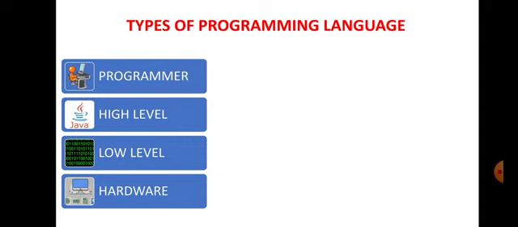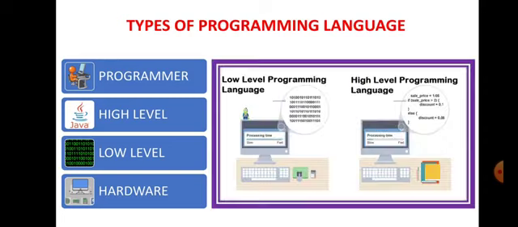And the low level language is numerals. It has only 0 and 1, which is a numeric value. The language which only a machine can understand is called the low level language. And finally the hardware: the programmer will interact with the software, and finally the result will be displayed onto the hardware, which is the screen.